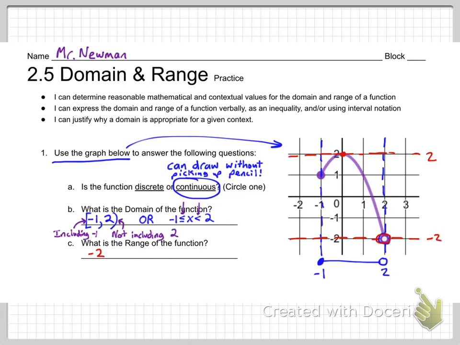So we go from -2 to 2, and we need to put a parenthesis on -2 this time, because the open circle is there, and a bracket on 2, because we need to include 2. The function goes all the way up to that point. So not including -2, but including 2. The other way to write that is -2 is less than y, which is less than or equal to 2. And notice again how the inequalities match up with not including -2, but including 2.